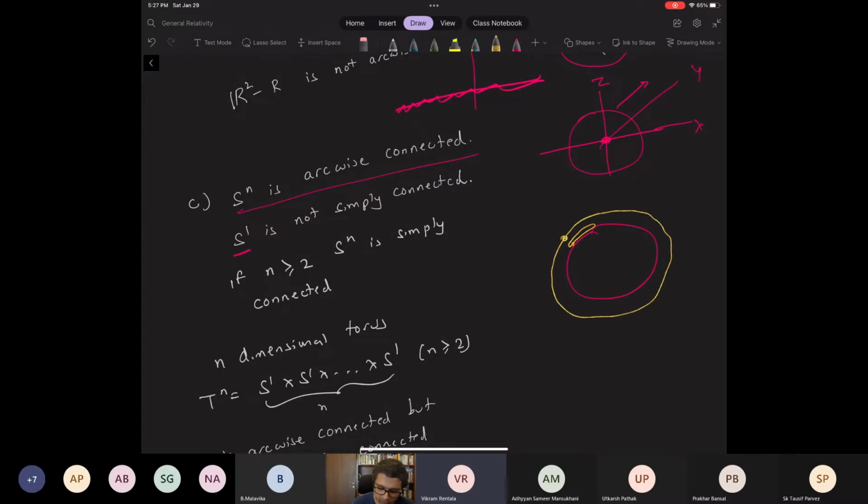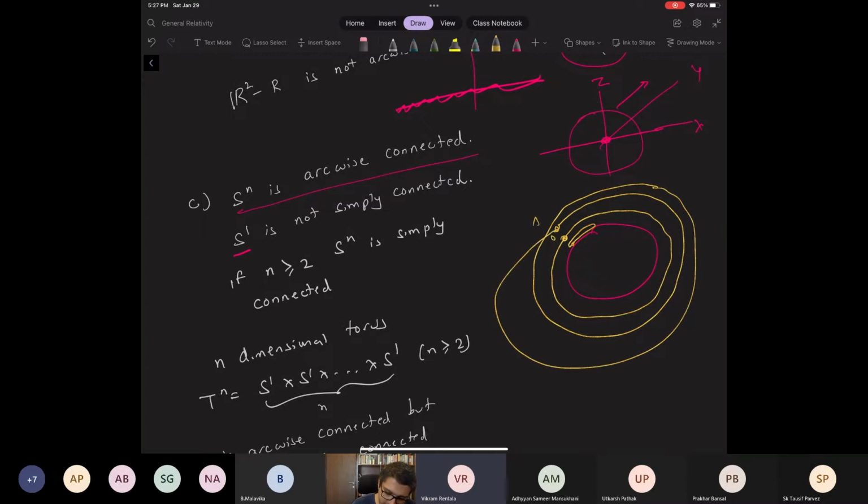Or I can do a non-trivial loop, where I go around once, or even more non-trivial loops where I go around several times. The mapping is such that 0 is mapped to this point, and then 1 is mapped to the same point again, but I can go around any integer number of times. I can wind around, so this is called winding. Once I wind around some number of times, I can no longer shrink that to a point in a continuous way. So S1, the circle, is not simply connected.